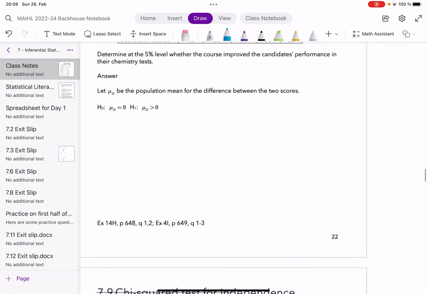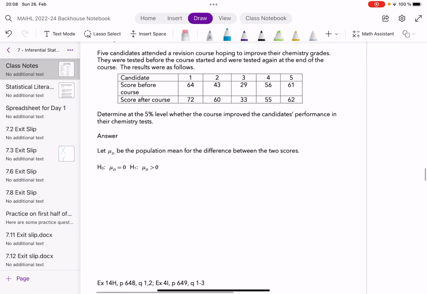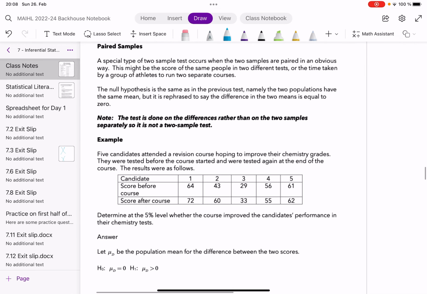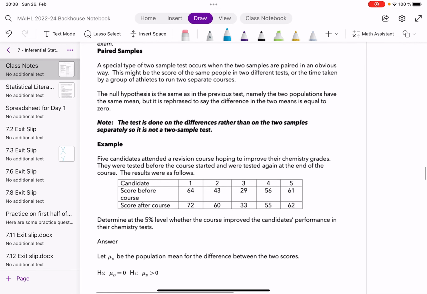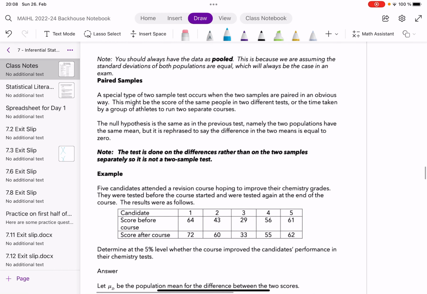If you want to pause the video and have a go at one of the first homework questions, that might be a good idea. If you are feeling ready to go straight on to something that is slightly different, then keep going. So the second type of two sample test we're going to look at is a paired sample test. And this is a special type of two sample test because we use this when the two samples are paired in some sort of obvious way. And what we end up with is a slightly more rigorous test.